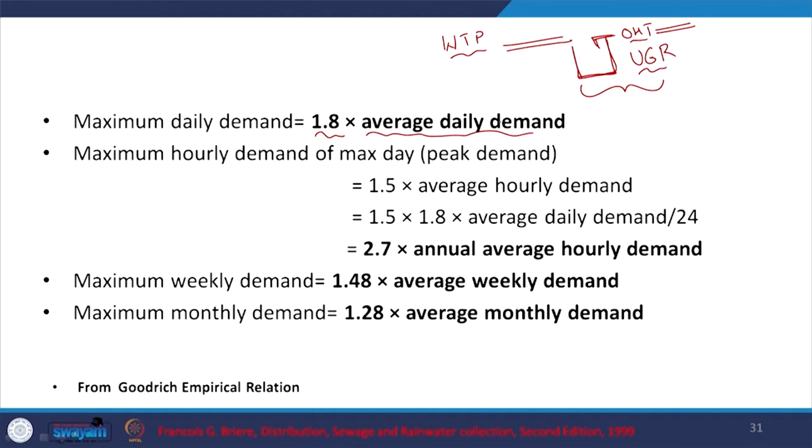So maximum daily demand, maximum hourly demand of the maximum day, right? So peak demand is considered as 1.5 times the average hourly demand. And we are getting this average hourly demand from the maximum daily demand, 1.8 times the average daily demand divided by 24 hours per day. And from that, we get 2.7 times the annual average hourly demand, right? You can look at the variables and see which one is equal to which one. Again, there is maximum weekly demand and maximum monthly demand. Again, these are all pretty simple empirical formulas. It's not worth going into detail here.